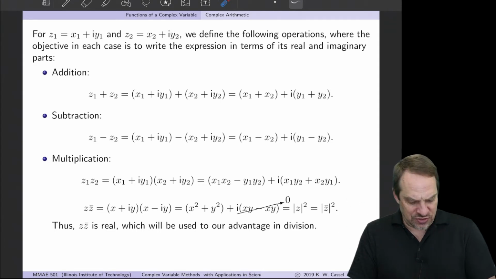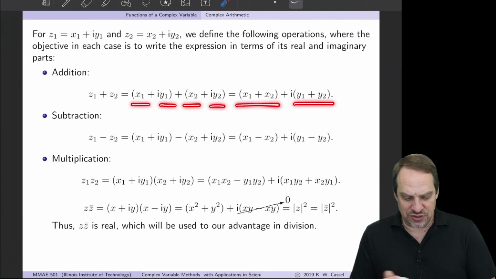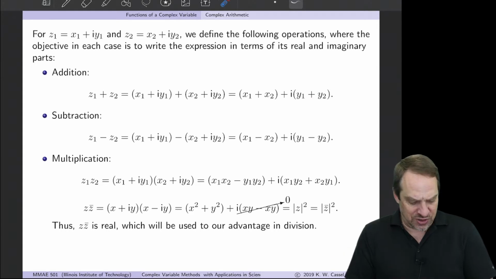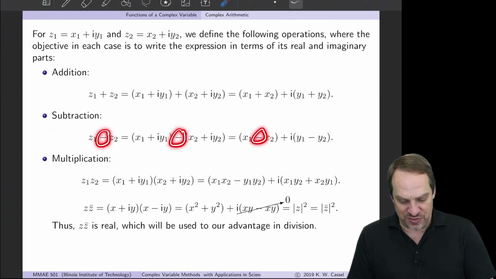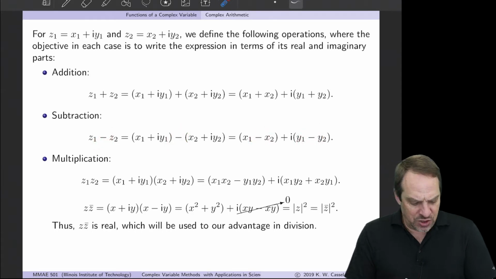So taking addition, z1 plus z2, well, that's x1 plus iy1 plus x2 plus iy2. You add the real parts, you add the imaginary parts, and you get the result. Exactly what you would think. Same thing with subtraction. Obviously, you just have a minus sign here, so you have minus signs everywhere throughout.